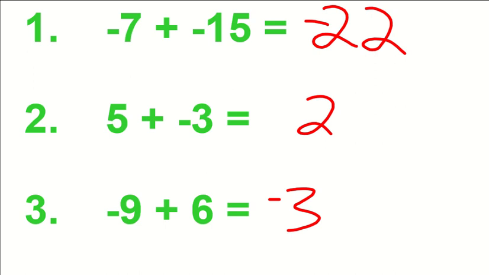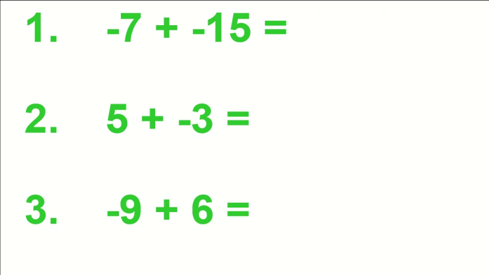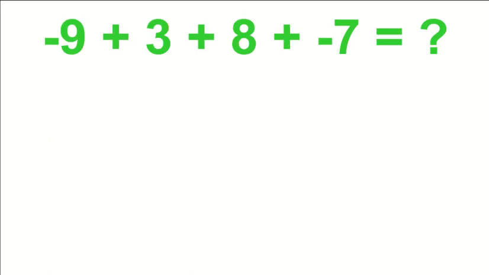Any questions on this? As I said the other day, the math part of this is not anything that should be super difficult. It's just keeping straight which rule, whether you're adding or subtracting, and then remembering which sign to use. So let's go a little tougher then. You got negative 9 plus 3 plus 8 plus negative 7.